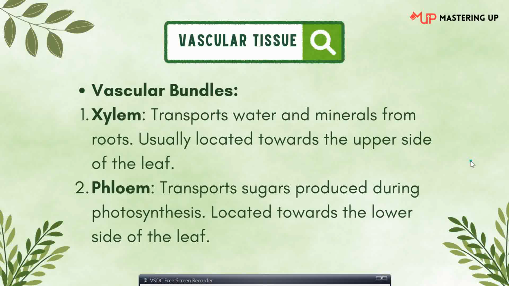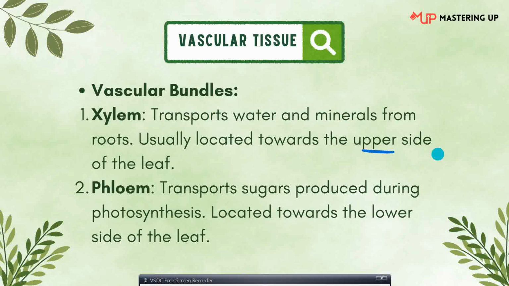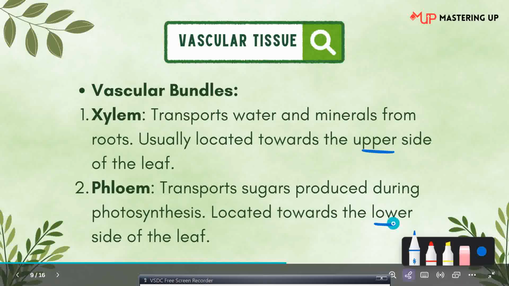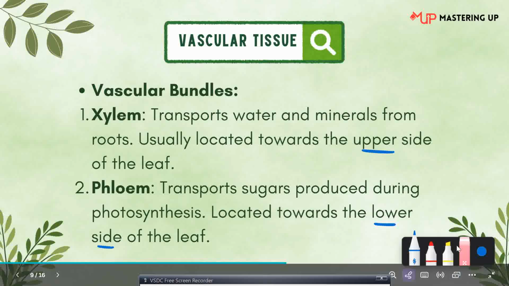Now vascular bundles, that is xylem, water transporting, and phloem, food transport. The xylem transports water and minerals from the roots and is usually located towards the upper side of the leaf. So basically we have to note here, the xylem is usually located towards the upper side of the leaf and phloem towards the lower side of the leaf. This you have to note. Phloem transports sugar produced during photosynthesis. So that is the case of the vascular bundle.